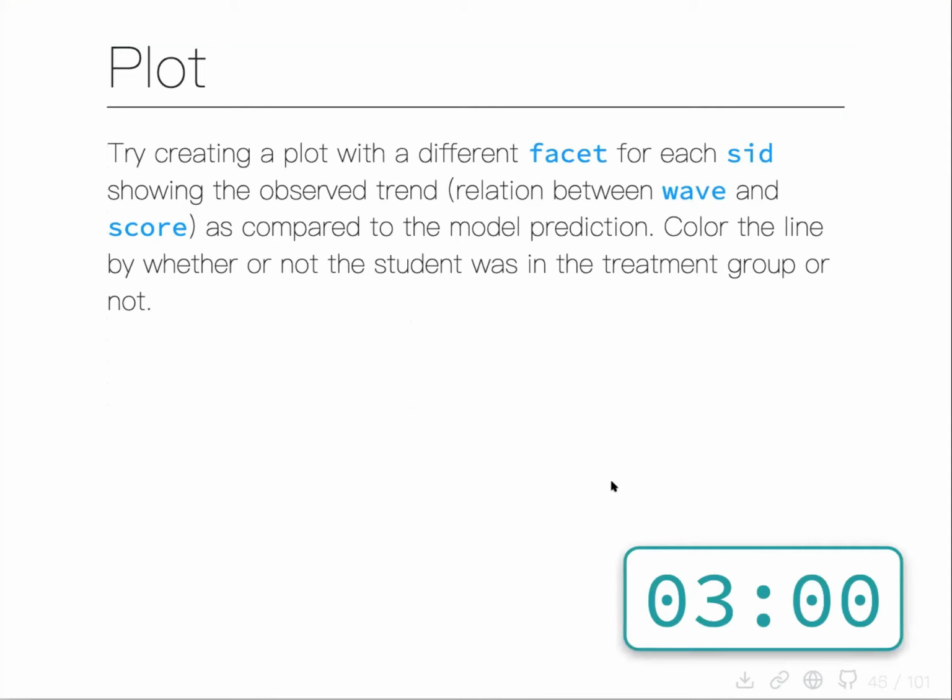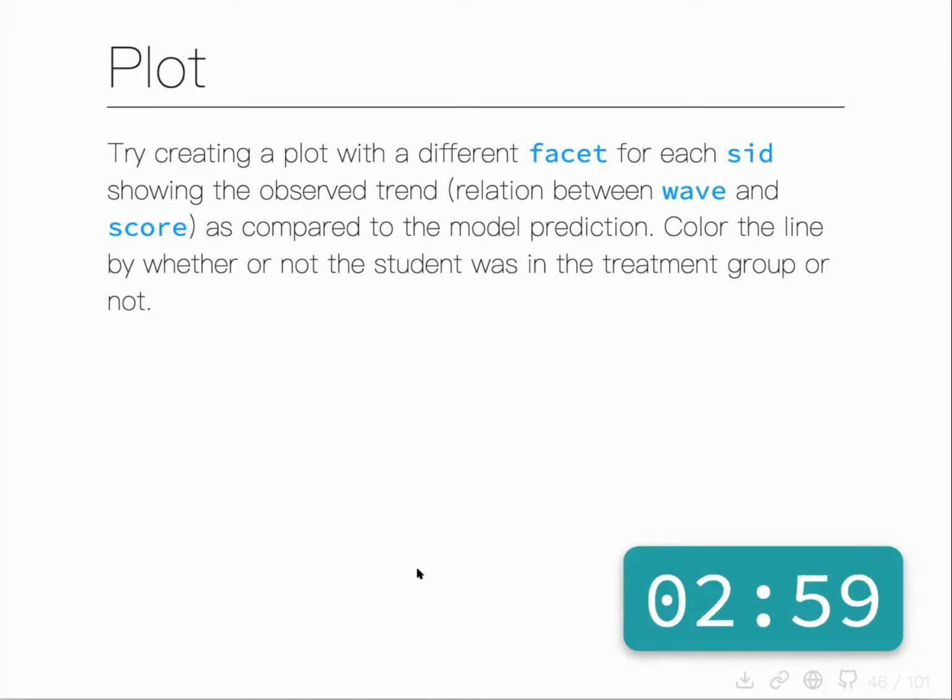All right, try creating a plot with a different facet for each SID. So we have those three SIDs. I want a different facet for each SID, and I want you to show the observed trend, so the relation between wave and score for each SID. So I want you to plot the observed points, and then try to put a line that is the model prediction. Does that make sense? So do the best you can. If you don't get it, that's fine. We'll walk through it, but see if you can create different plots for each student showing the observed data and the model prediction. I'm also asking you to color the line by whether this student was in the treatment group or not, but if you don't get that far, that's fine.